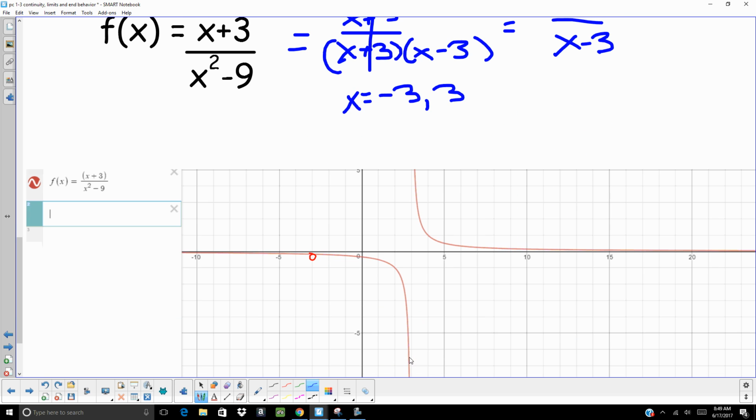And that means I'm going to have a hole in the graph at -3 because that's where it canceled. I'm actually going to have an infinite discontinuity at x equals +3. The asymptote isn't written in here, but it's right along there. You can see it. So there's actually two discontinuities here.